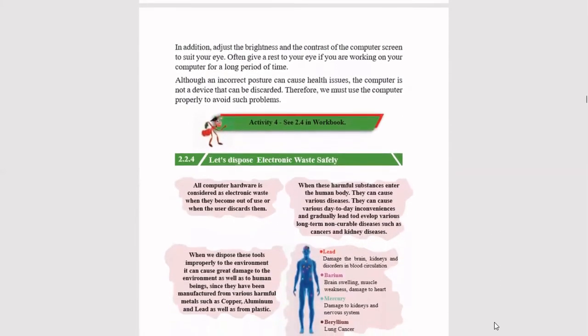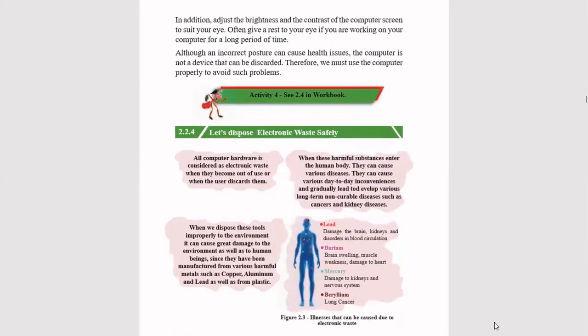In addition to these things, you should make sure your screen brightness and contrast suit your eyes. Always try to get a rest while you are working with computers. I know students who are working, and working means they are basically doing it for entertainment. They are playing video games. They are watching films for continuous 2, 3, 4 hours. It's not very good, not only for your eyes but also for your brain and all.